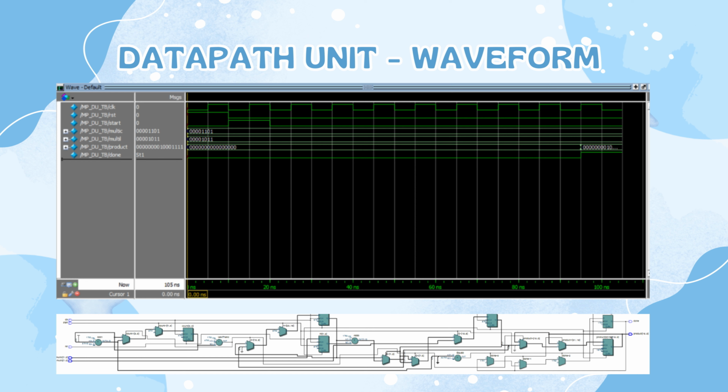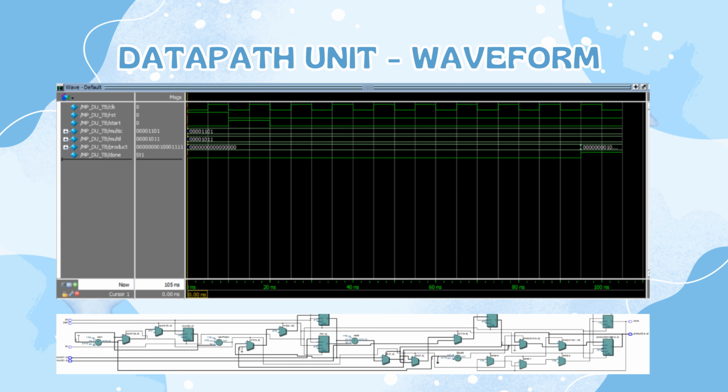The key tone is activated to indicate the multiplication process has successfully completed. Now, let's look at the timing behavior. The product signals remain at 0 initially and only update when the computation completes. The done signal confirms when the multiplication is finished, ensuring that this result is available at the expected time.